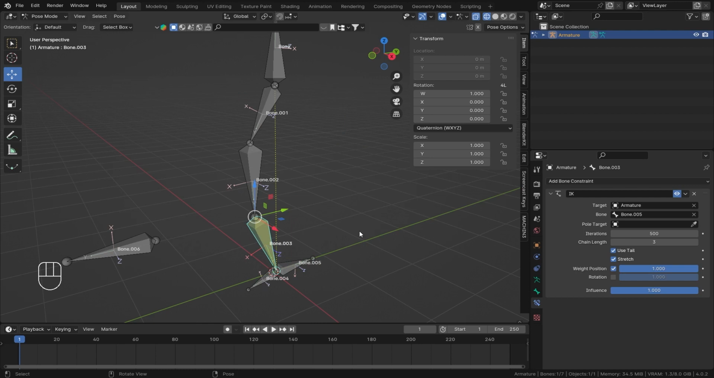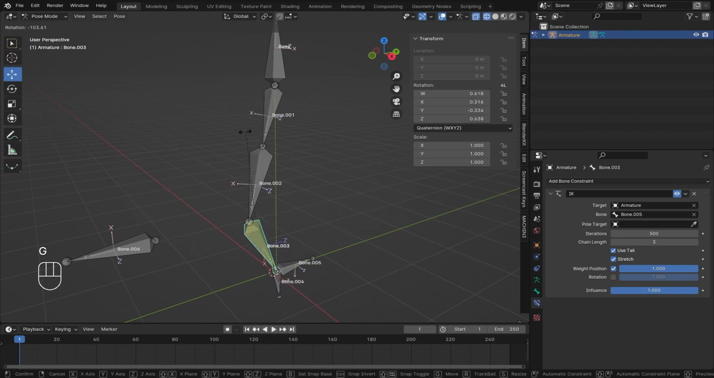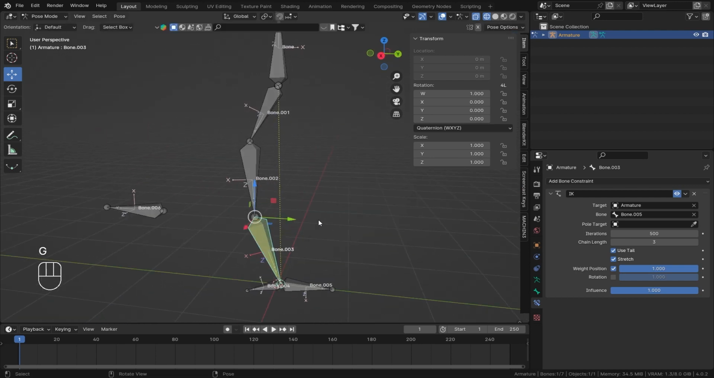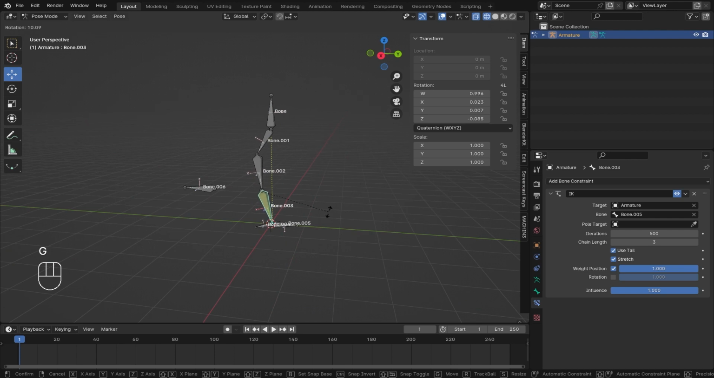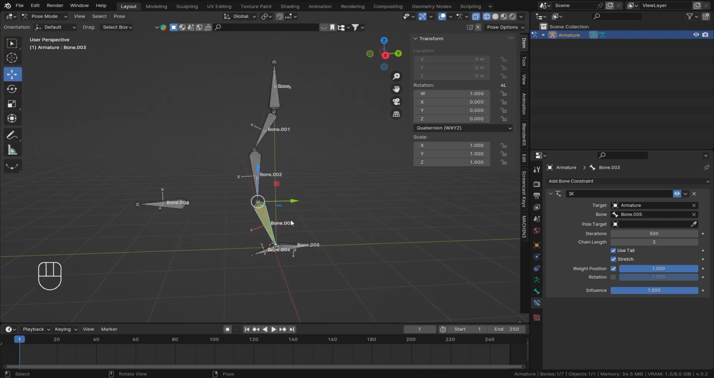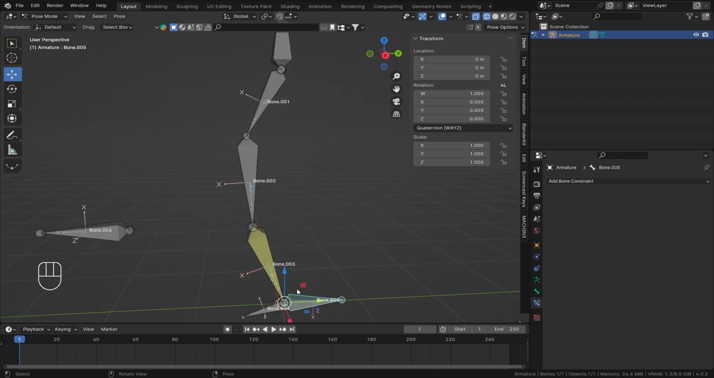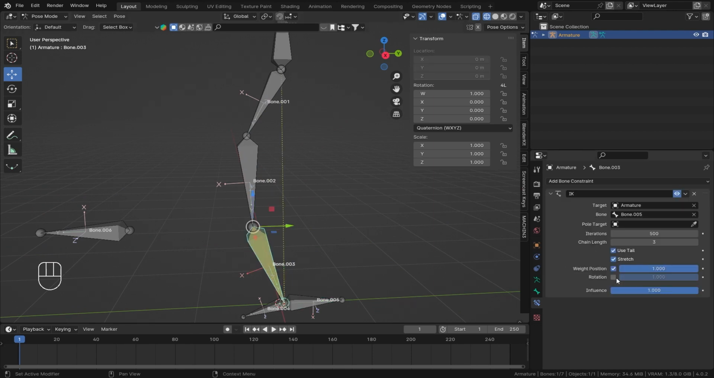Also when your IK is enabled, you cannot move this bone anymore. Like if I press G, as you can see, it is rotating, but it is not moving at all. It will always stick to the target. So yeah, that's how you use the inverse kinematics bone constraint.